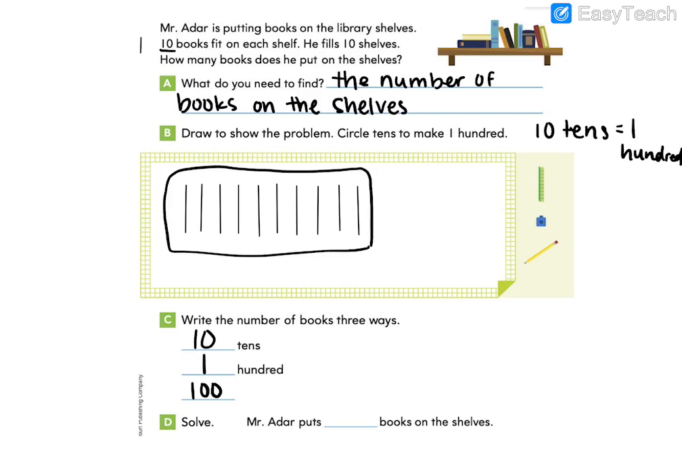Now it's asking us the number of books he puts on the shelf. Are we going to say 10 tens books? Does that make a lot of sense? No, we're going to say he puts 100 books on the shelf, even though that's still equal to 10 tens. Right? 10 tens is equal to 100 ones. So we're just renaming it.